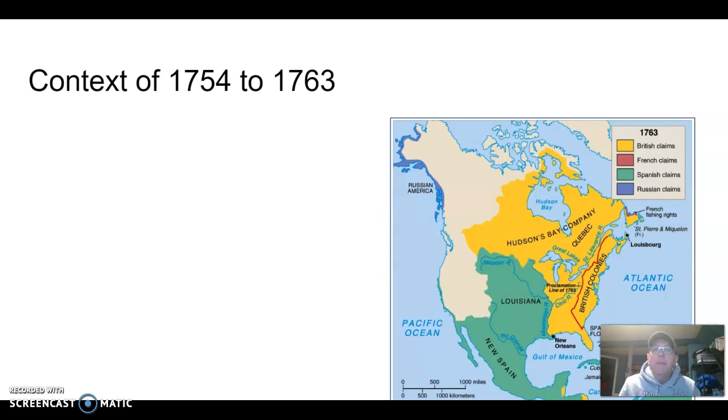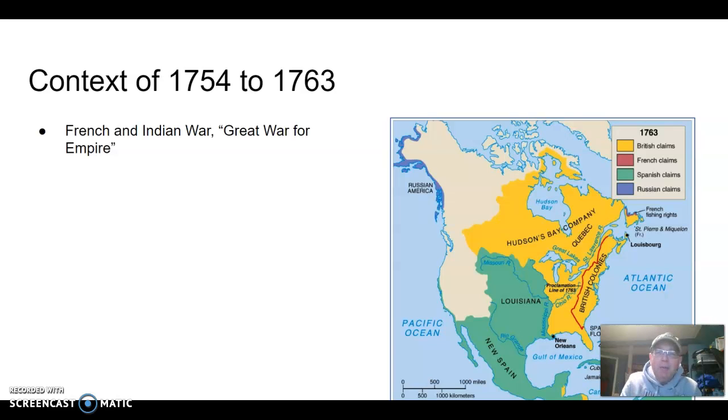And let's go! Alright, so what is going on that brings on a crisis in the 1760s? Well, this classic map here explains to us there had been a war from 54 to 63, known as the French and Indian War, also called the Great War for Empire. In Europe, it was called the Seven Years' War.